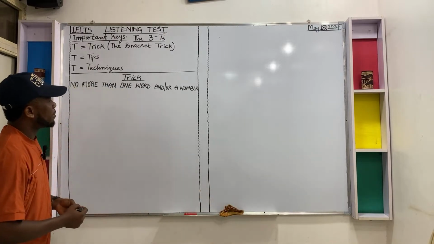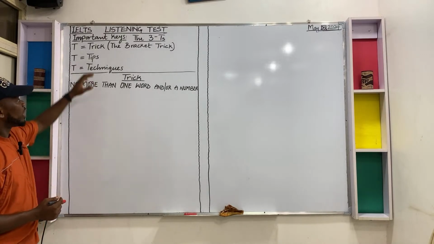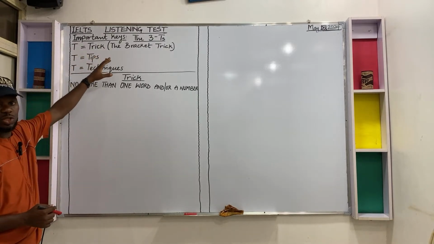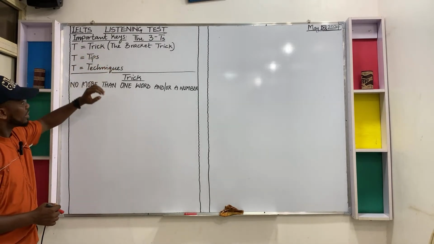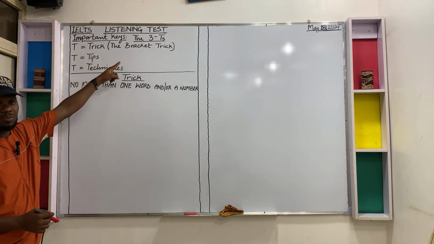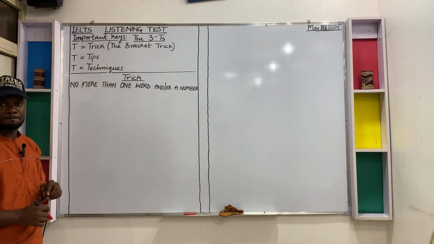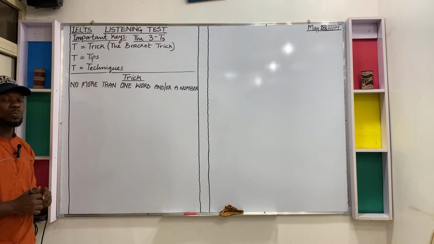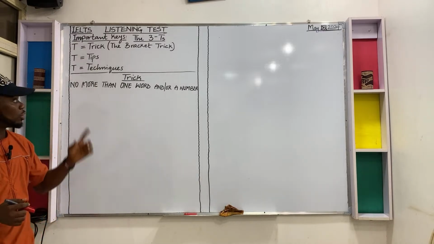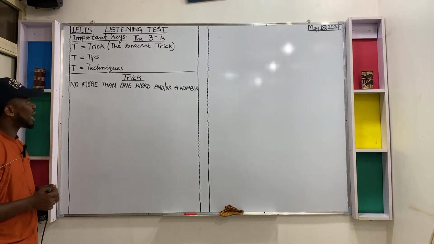Now, during your listening test, we have fashioned out these important keys, which we call the 3 T's. These 3 T's are the trick, also known as the bracket trick, then tips, and then lastly, we have techniques. These are the 3 T's that will help you to have better performance during your speaking test, your listening test. So let's understand how these guys play out.